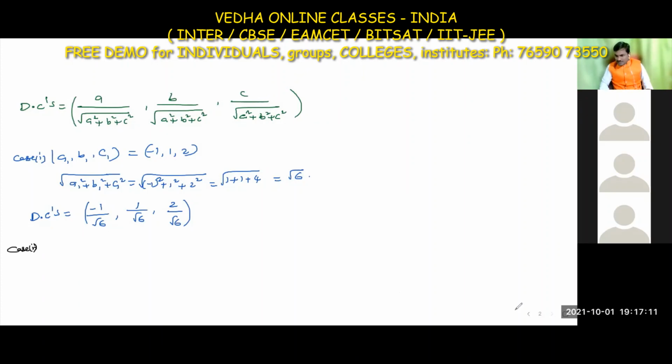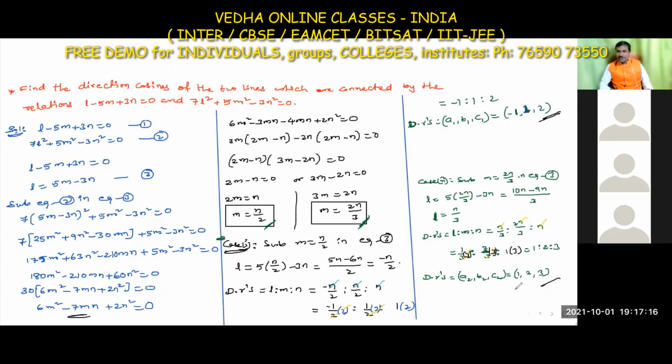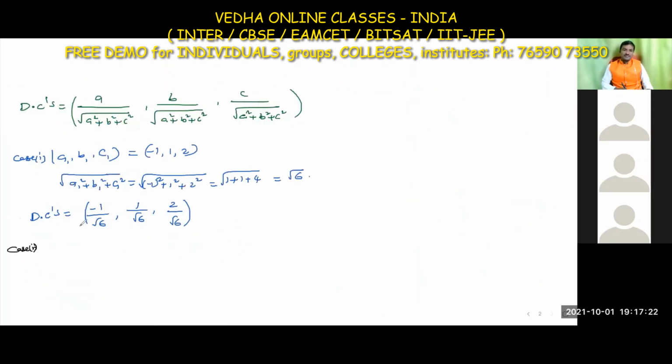So in case 2 you have to complete the DCs. What are the DRs here? DRs of second: 1, 2, 3. That is A2 comma B2 comma C2, which is 1, 2, 3. Try to simplify and find the value of A2 square plus B2 square plus C2 square.